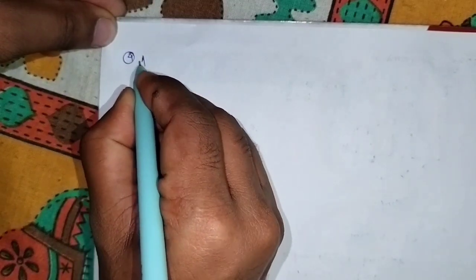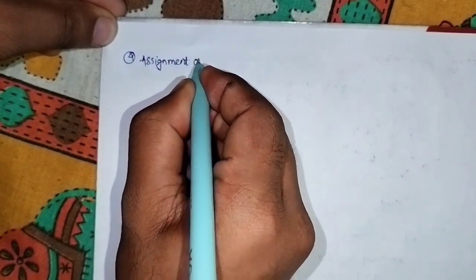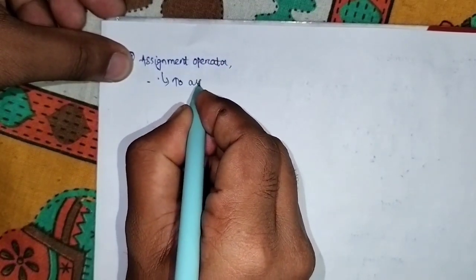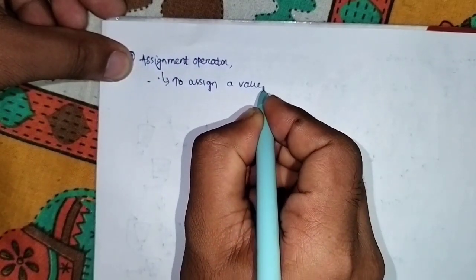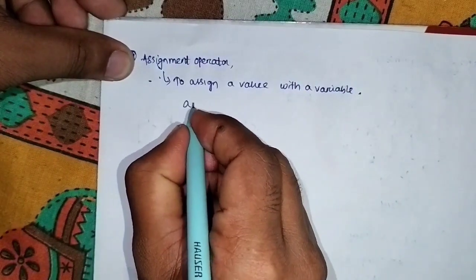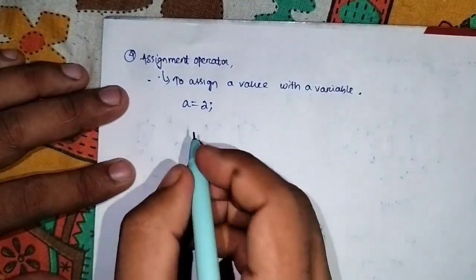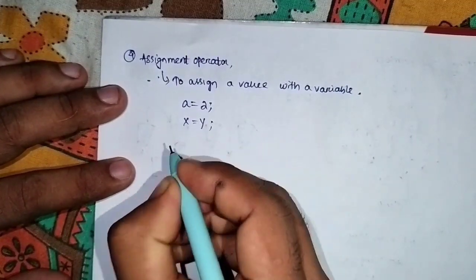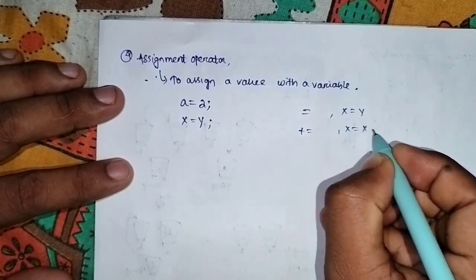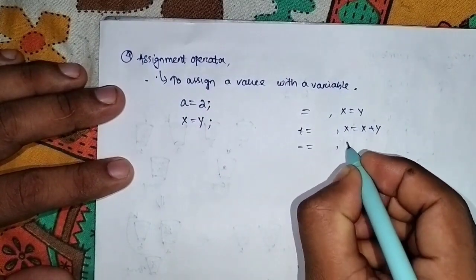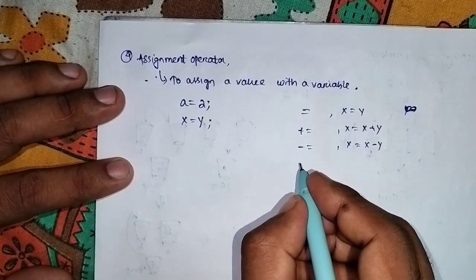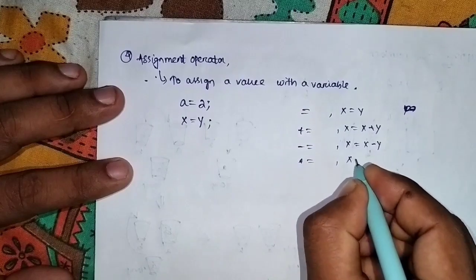Then comes the assignment operator. The assignment operator means to assign a value to a variable, such as a = 2, x = y. Later we may know that += means x = x + y, -= means x = x - y. Here y has some previous value, such as 2, 3, 5, something. *= means x = x * y.